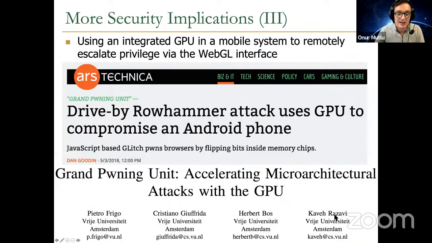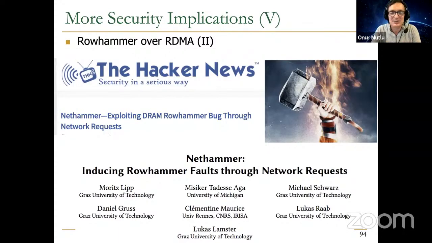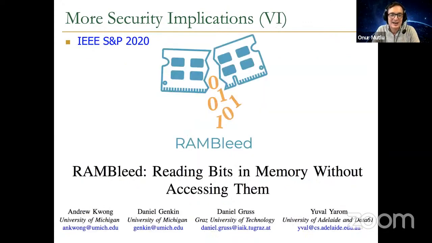These folks showed that you could do these row hammer attacks much better in GPUs and exploit them through the WebGL interface in a mobile system. These folks show that you could do these row hammer attacks on remote machines using the remote direct memory access interface. And these folks show exactly the same thing in a different way. These folks show that you can leak private information using row hammer hammerings, let's say, even if you are not able to take over the system.